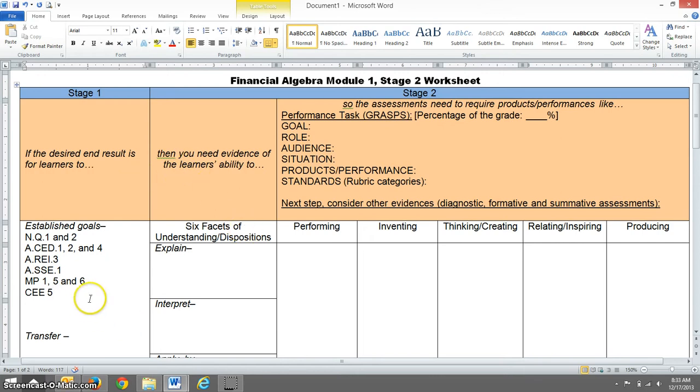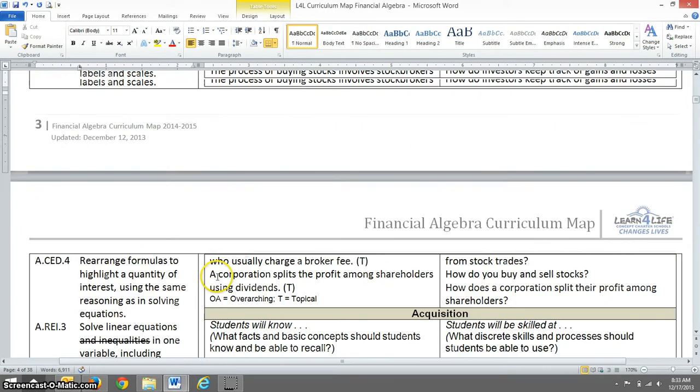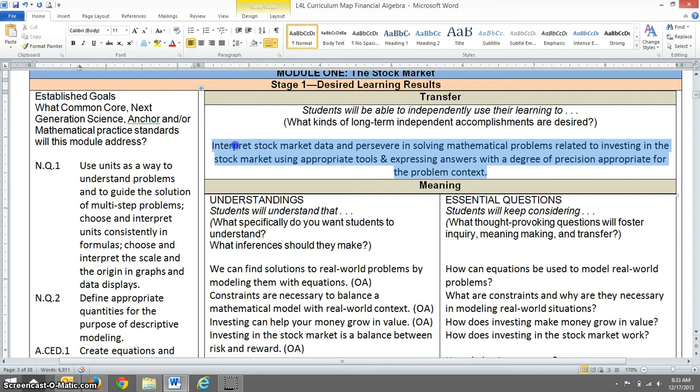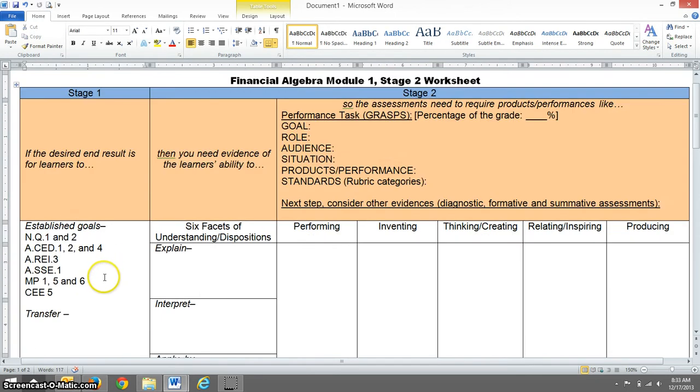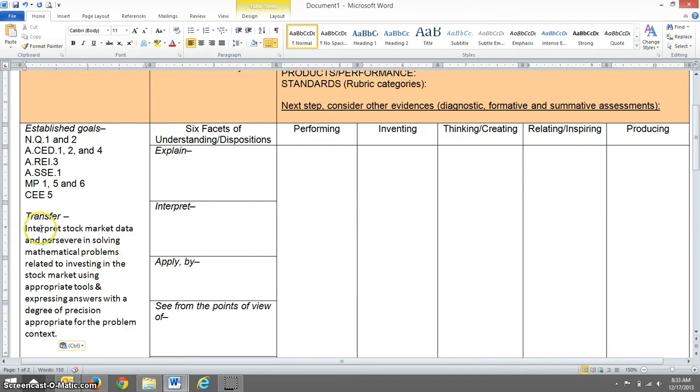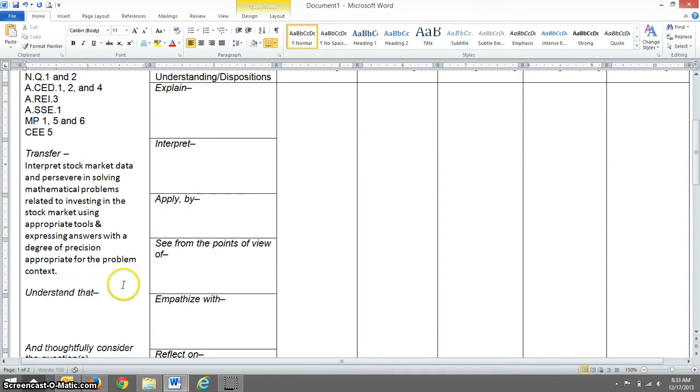Okay, next would be transfer. Now you would want to copy and paste your transfer goals over here because that's what we're trying to achieve ultimately. So I want to interpret stock market data. That's what I want my students to do, and persevere in solving the math problems related to investing in the stock market. I want them to use appropriate tools and to express their answers with a degree of precision appropriate for the problem context. So make sure it's there because that's what you want to see in your performance task.